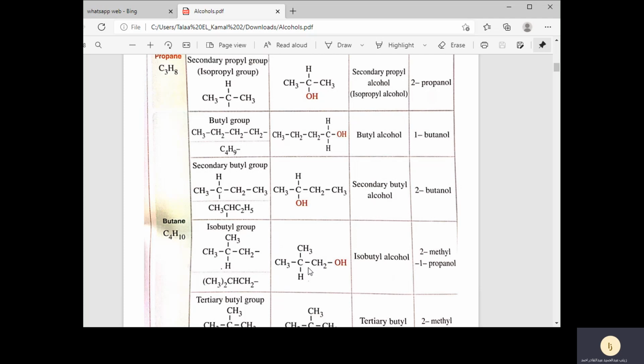Butanol, because number of carbon atoms are 4. The 1-propanol, 1, 2, 3, longest chain. And the methyl group attached to number 2, so we can say 2-methyl-1-propanol or isobutyl alcohol.